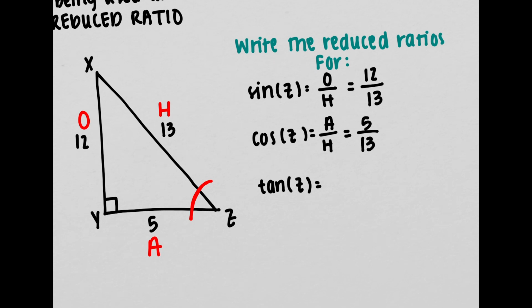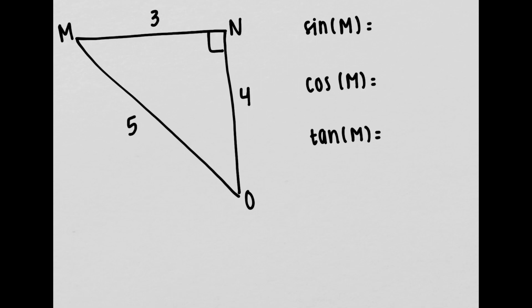And finally, I have tangent of z. Tangent is TOA, which is the last part of our thing to remember. So you have O over A. When I look at my triangle, my O side is 12 over my A side is 5. We don't change this into a proper fraction. We leave it improper. All three of these ratios, we cannot divide anything into the top and the bottom, so it stays the same. So here's another example just so we can practice.